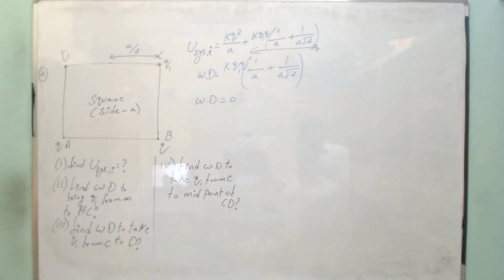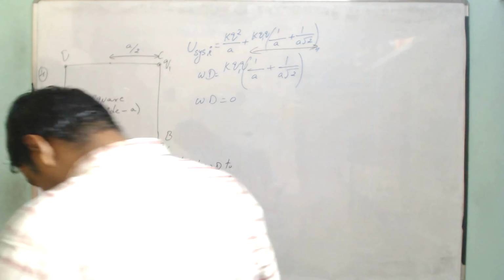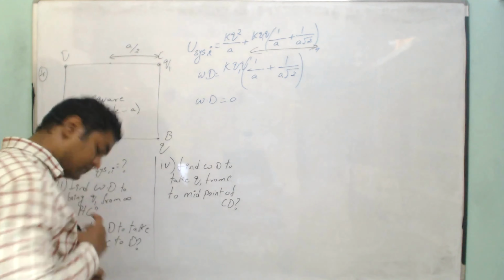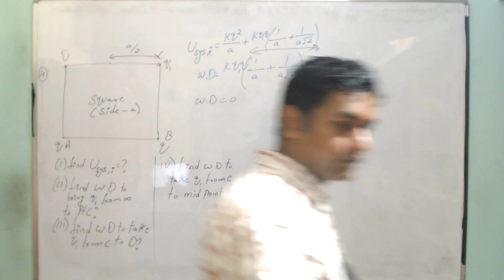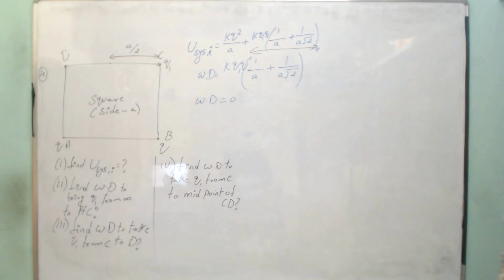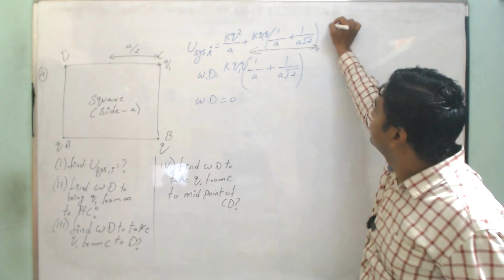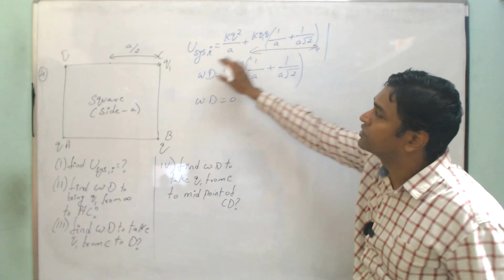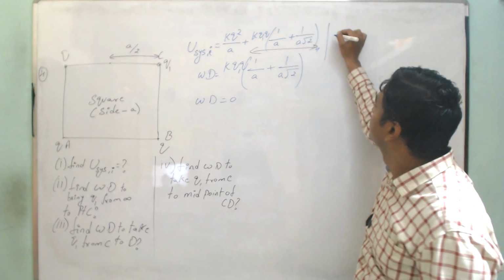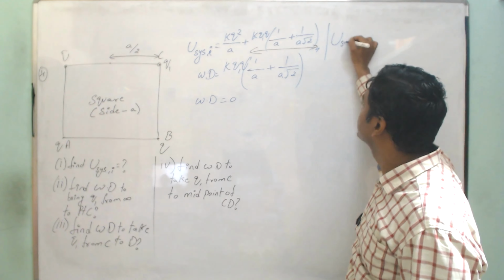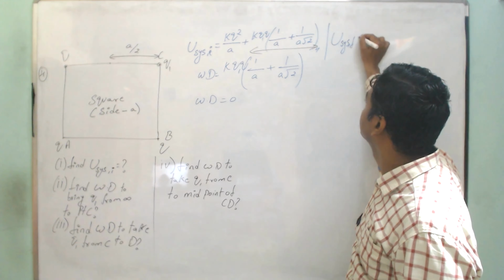Sir, take K Q1 q by a of 1 plus 1 by root 2 minus 2 by root. Okay, so let us see. I already have the potential energy of the system initially. Now I only have to find the potential energy of the system finally.